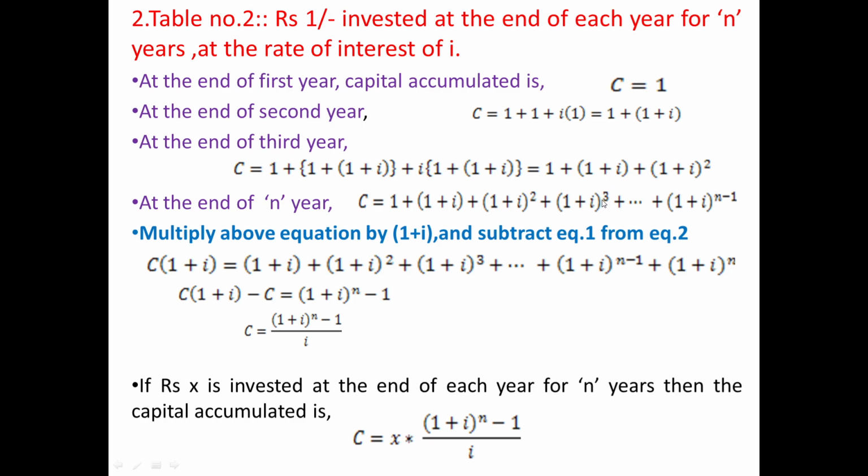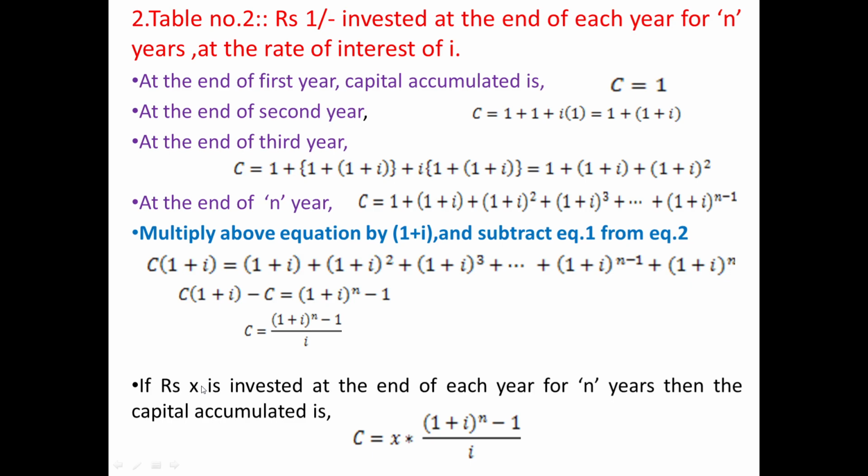Just go through all these values; we have already discussed similar steps. So you will get the capital sum accumulated for a yearly deposit of rupees 1 for n number of years, that is C equals ((1 plus I) to the power n minus 1) divided by I. Now instead of rupees 1, suppose you deposit rupees x, invested at the end of each year for n number of years. Then the capital accumulated will be C equals x into ((1 plus I) to the power n minus 1) divided by I.